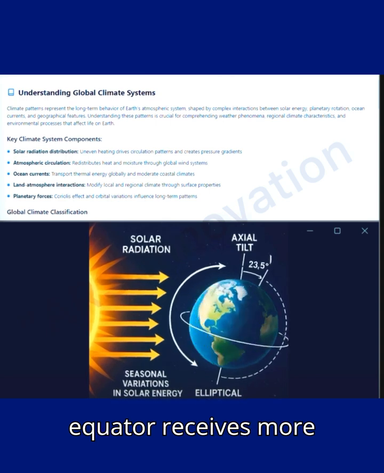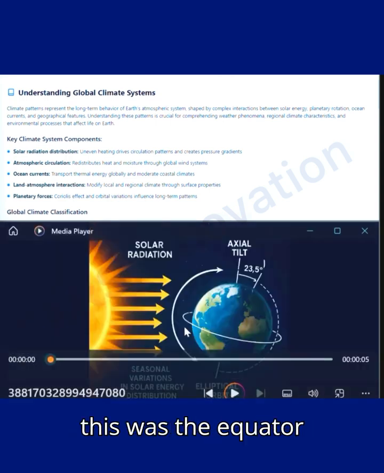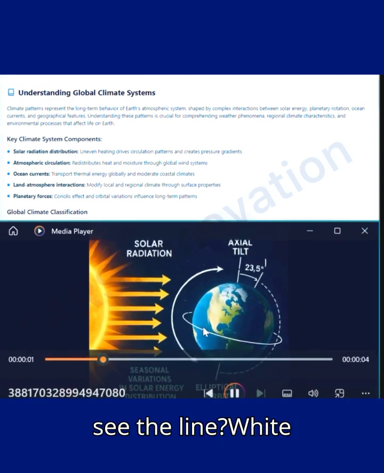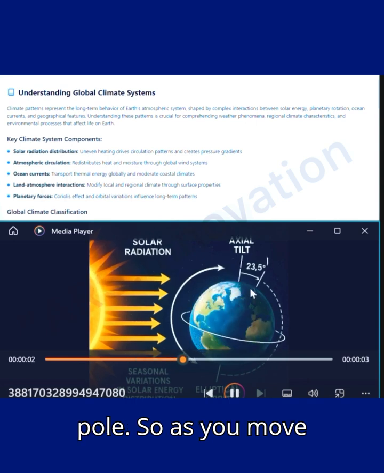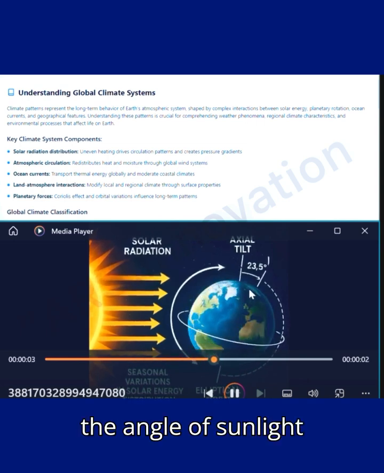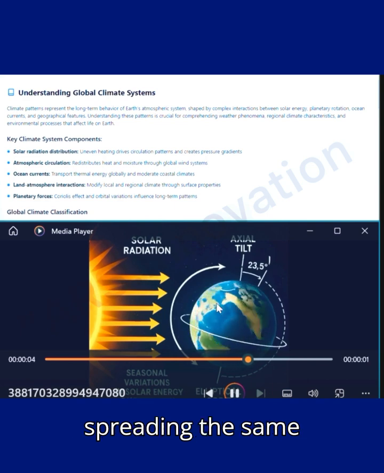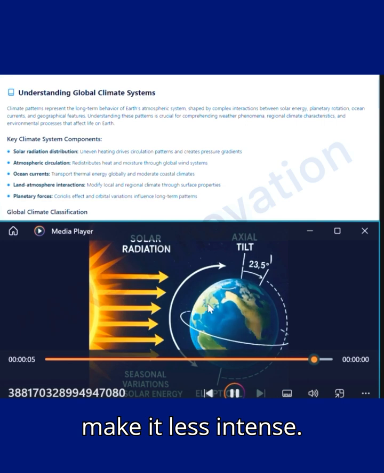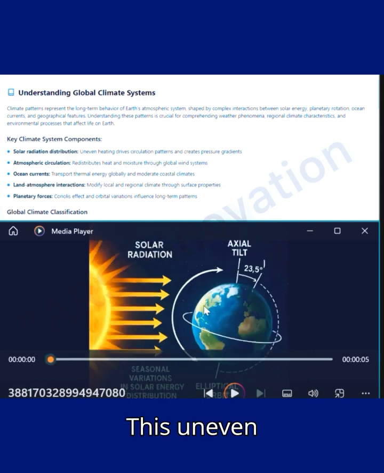The equator receives more direct sunlight. See, this was the equator part. Can you see the white line? So this was the pole. As you move towards the pole, the angle of sunlight becomes more oblique, spreading the same amount of energy over a larger area, which makes it less intense. This uneven distribution of solar energy creates temperature gradients, which in turn drive much of the climate system. Atmospheric circulation will also play a role in this global climate system.